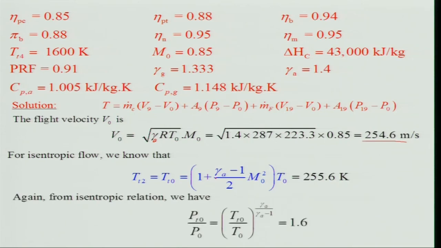Of course, the pressure we can get: PT0 by P0 for an isentropic flow can be related to TT0 by T0 to the power gamma by gamma minus 1, and you substitute those values, you will get 1.6. This is due to what? Due to the ram pressure basically. Right, because it is coming, and then you are saying if it will attain the stagnation state, what would be the pressure ratio, total pressure to the static pressure.